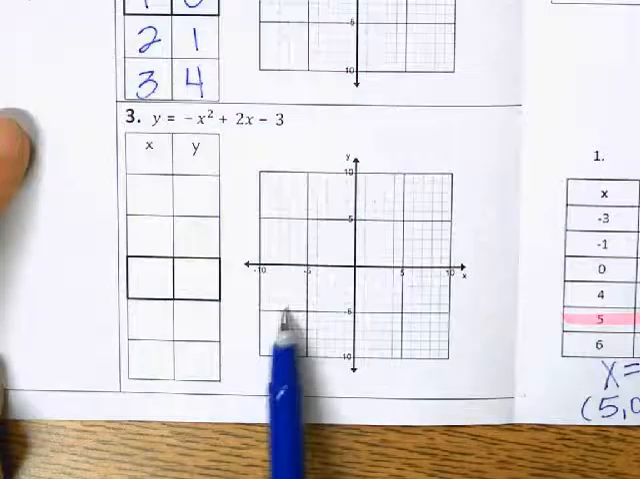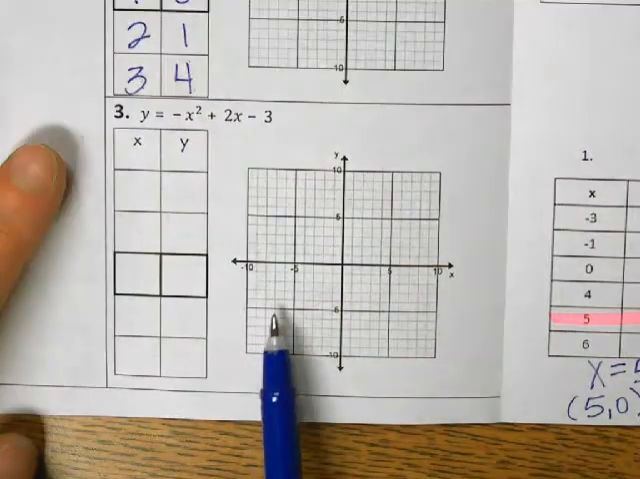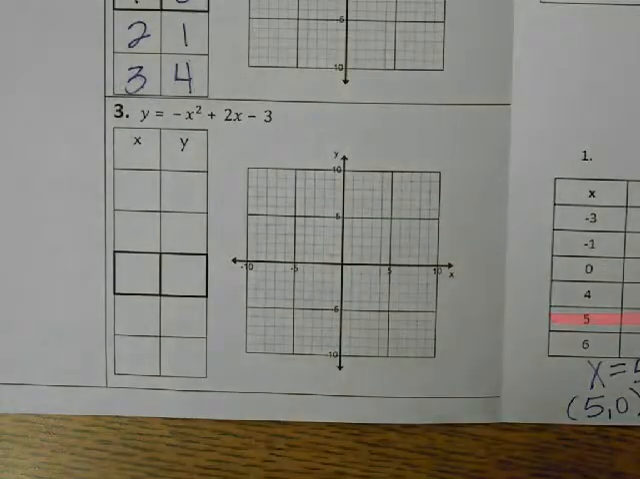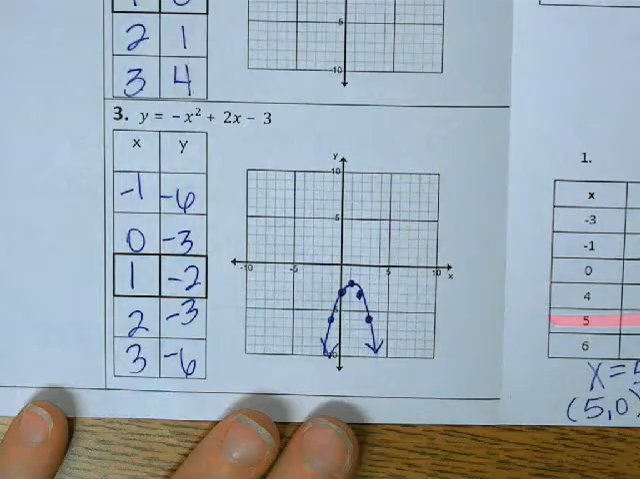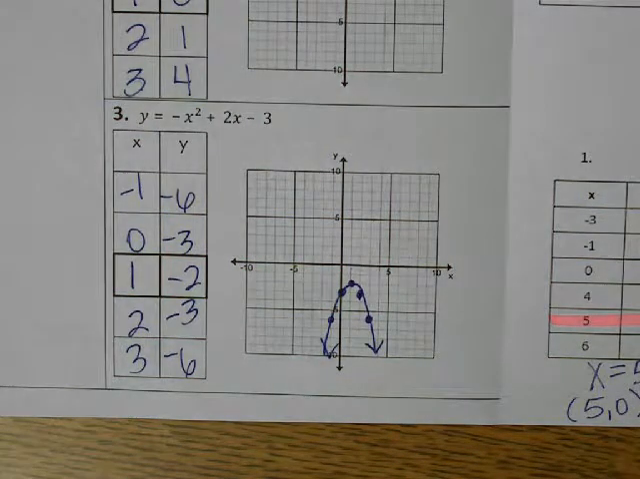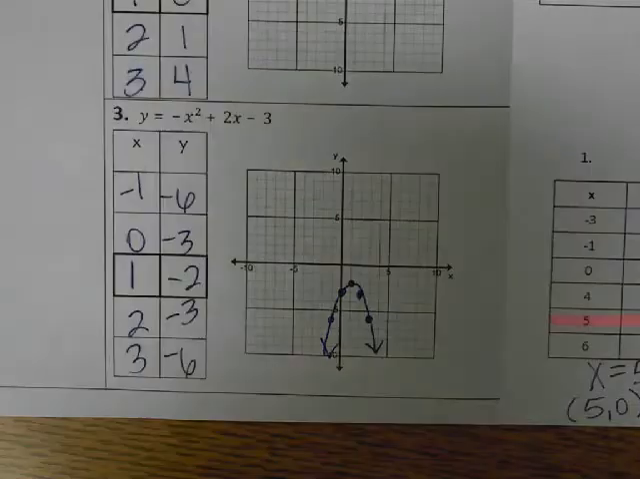But let's go ahead and get the table and the graph for this one, and I'm going to let you do that on your own. Okay? And I'll come back and show you the final product. Okay, so when you're done, your graph and table should look like this.